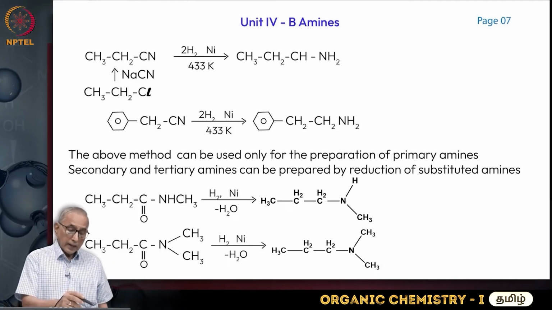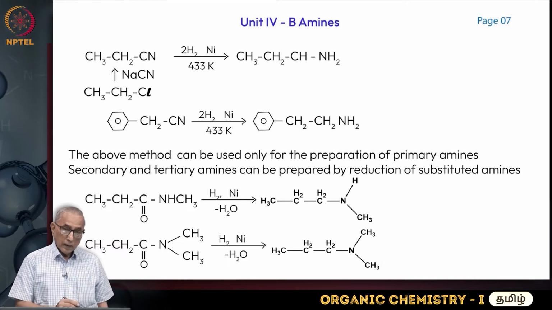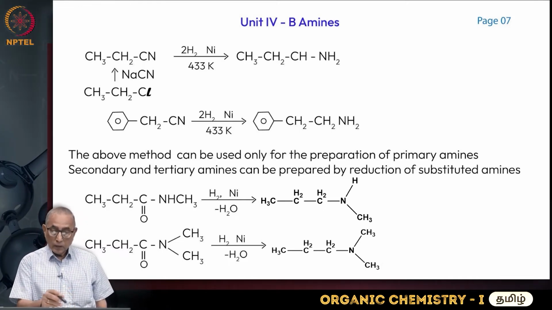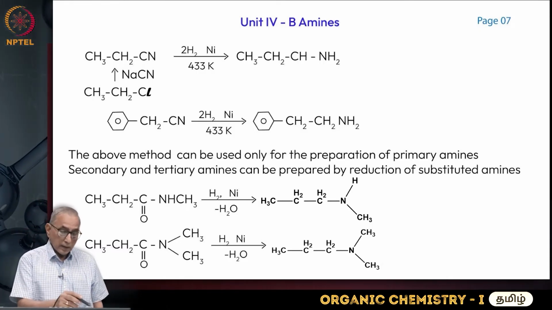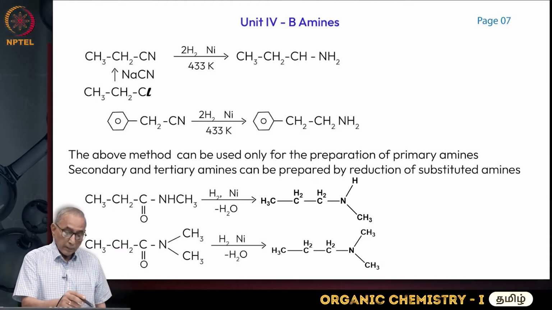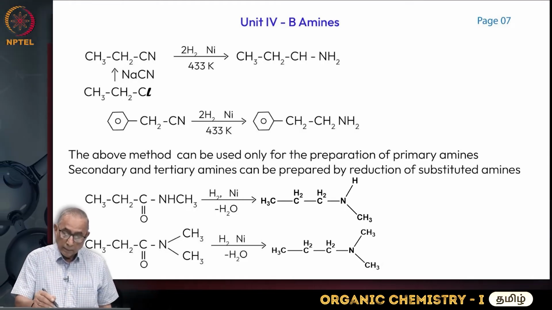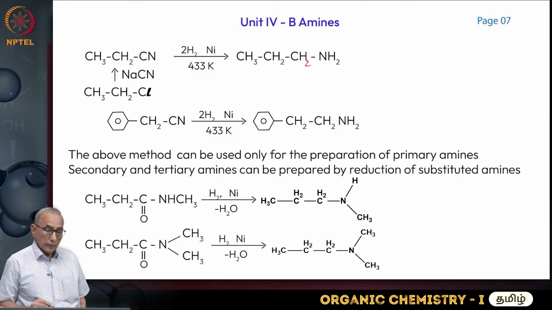This cyanide can be easily prepared from ethyl chloride reacting with sodium cyanide, and then you reduce it to form CH3CH2CH2NH2. இதில் 2 கார்பன் இருக்கு. Cyanide add பண்ண 3 கார்பன், it becomes a 3 carbon amine. This is called propylamine.